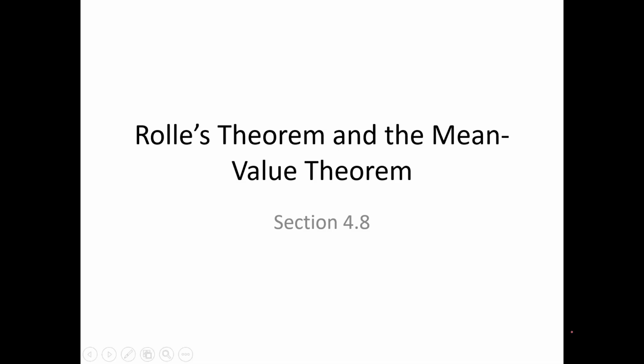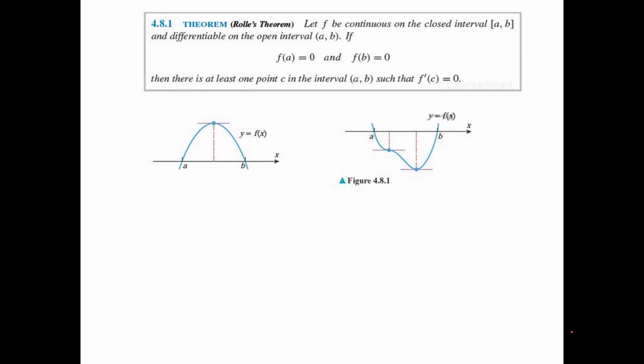Okay, so we'll be going over section 4.8, Rolle's theorem and the mean value theorem. So, Rolle's theorem. Let f be continuous on the closed interval [a, b] and differentiable on the open interval (a, b). If f(a) equals 0 and f(b) equals 0, then there is at least one point c in the interval (a, b) such that f'(c) is equal to 0.